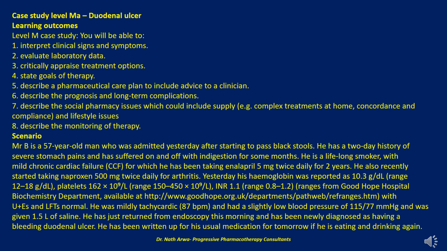He was mildly tachycardic, i.e. 87 beats per minute, and had a slightly low blood pressure of 115 systolic, 77 diastolic, and was given 1.5 liters of saline. He has just returned from endoscopy this morning and has been newly diagnosed as having a bleeding duodenal ulcer. He has been written up for his usual medication for tomorrow if he is eating and drinking again.